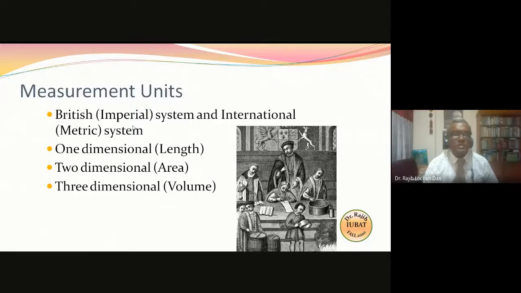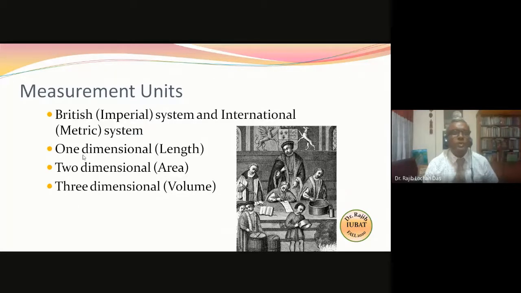The international system is called CGS or MKS system. What is MKS? M means meter, K means kilogram, and S means second, right? And the units can be used for one-dimensional things. One-dimensional thing means what? Length is an example. Also for two-dimensional things, that is area, and also for three-dimensional things, that is volume.